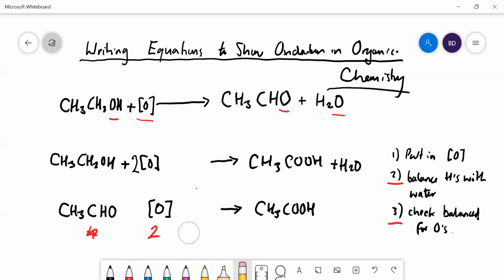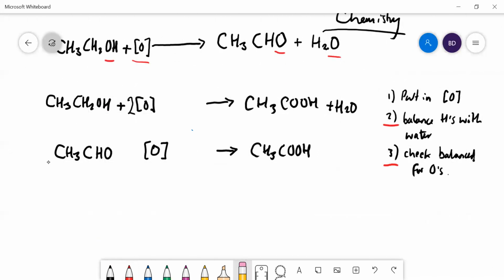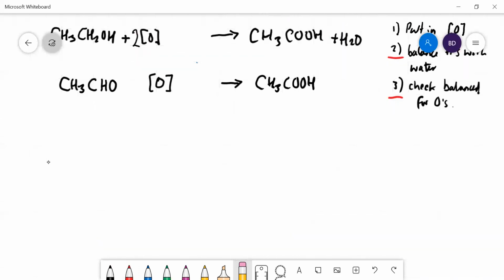Okay, so that is how they want you to show redox equations in organic chemistry, with the rather unsatisfactory oxygen in a square bracket. Let's just very quickly, you can stop this video now if you're not interested, show how you would do it properly. Let's have ethanol going to ethanoic acid. Let's do it in blue.